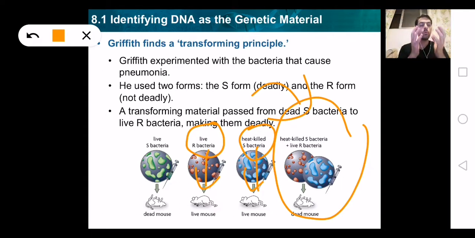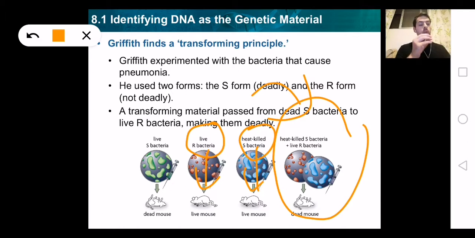Now, when he mixed them together in the fourth one here, and gave it to the mouse, the mouse died. Now, he was thinking about this, and he said, there is something transformed or transported from the heat-killed S bacteria to the R bacteria that made this R bacteria able to kill the mouse. That's what he thought about. And he called this thing a transforming principle.